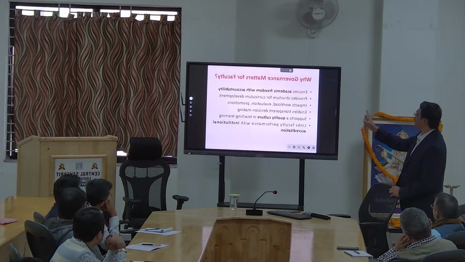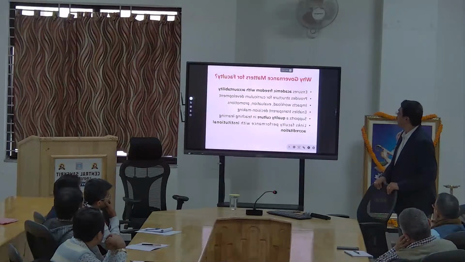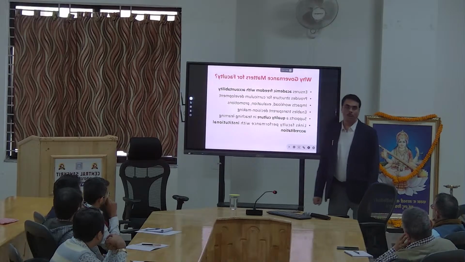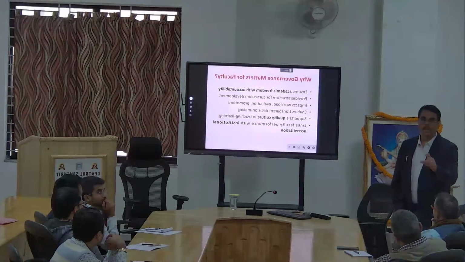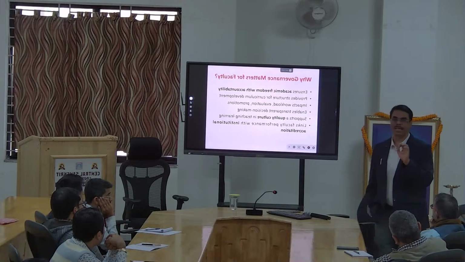Ensures academic freedom with accountability. This is the first point. Because governance will give the academic freedom. Now, academic freedom and power and authority, all these three words are almost the same. Why is there a difference?